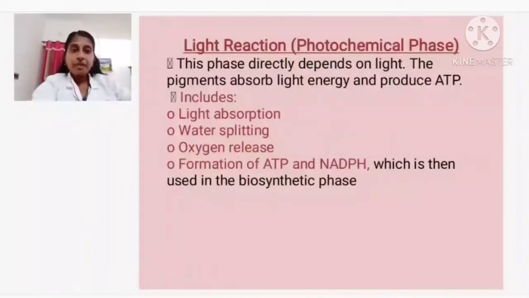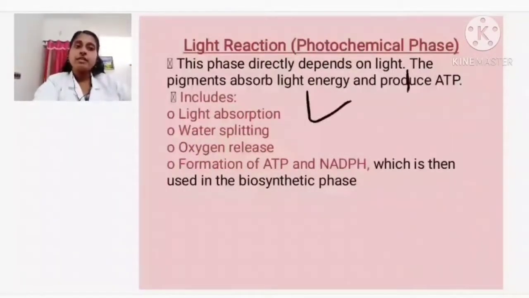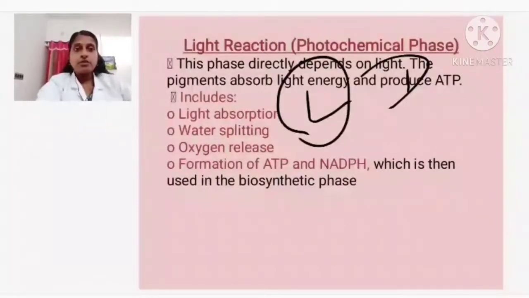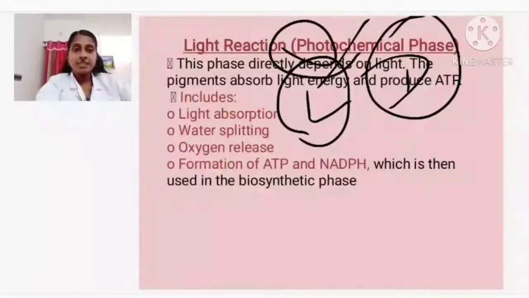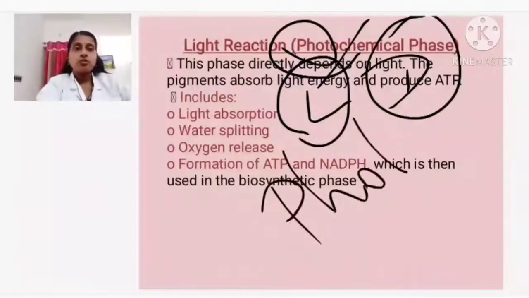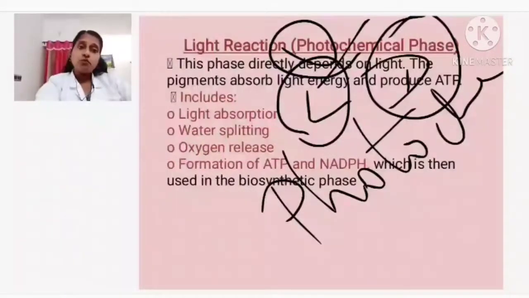So basically speaking, photosynthesis can be divided into two reactions. One is the light reaction and another one is the dark reaction. Light reaction takes place in the presence of light and dark reaction takes place in the absence of light. Since the light reaction takes place in the presence of light, the photons, the light energy is involved, it can also be called the photochemical reaction. So with the help of light, some chemical reaction is taking place. That's why we can also call it the photochemical phase of photosynthesis.